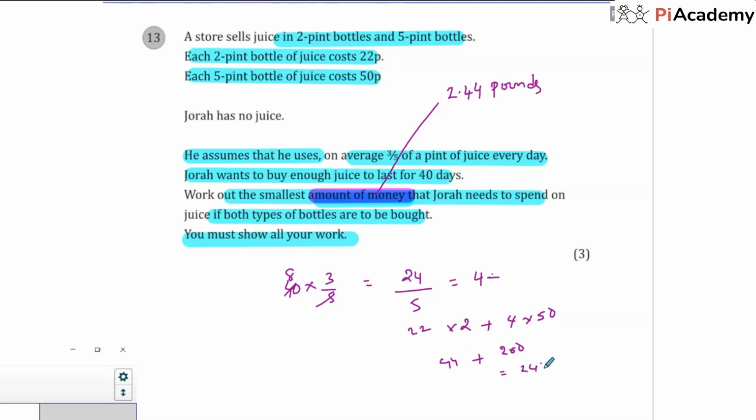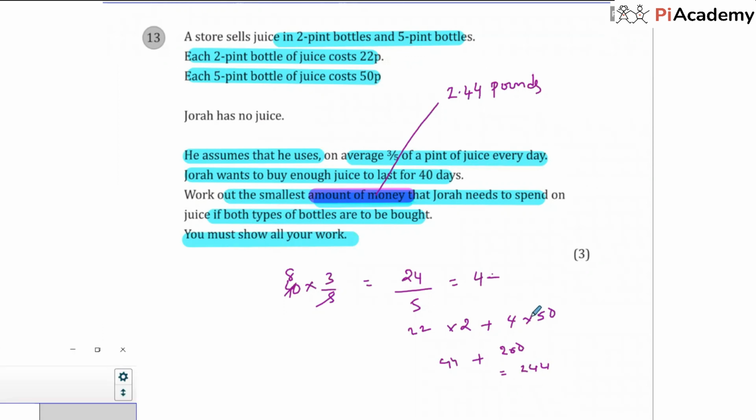Did you understand, guys? He's using 3/5 of a pint of juice every day, and he's using it for 40 days. So 40 times 3/5 is basically 24 pints. Each bottle is 5 pints, so 24 divided by 5 is 4. 4 5s is 20, and the remainder is 4. So 4 5-pint bottles, and then 4 divided by 2 is 2 2-pint bottles. So he uses 4 5-pint bottles, 4 times 50, and 2 times 22 is 44. So 200 plus 44 is 244.